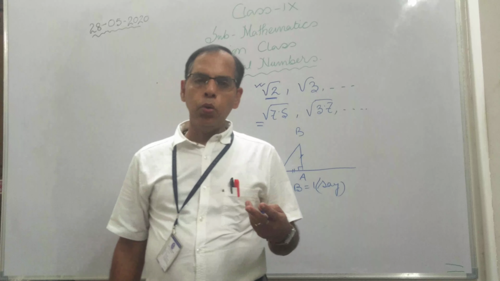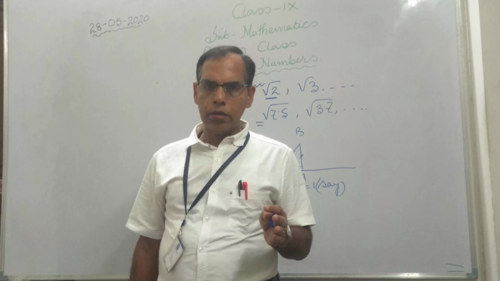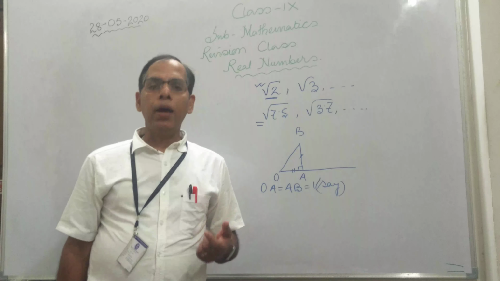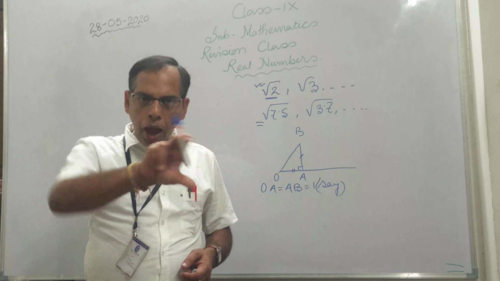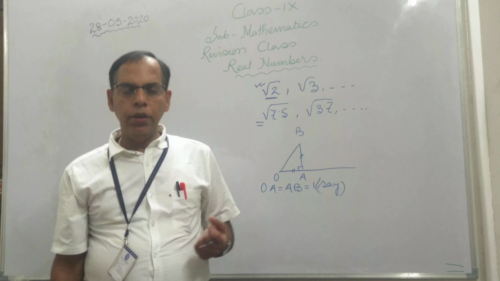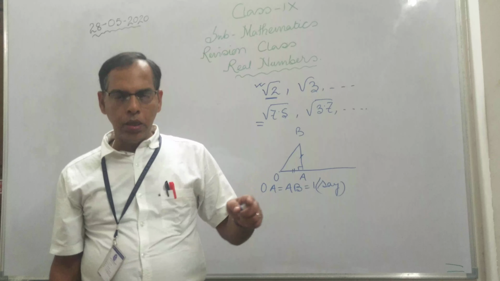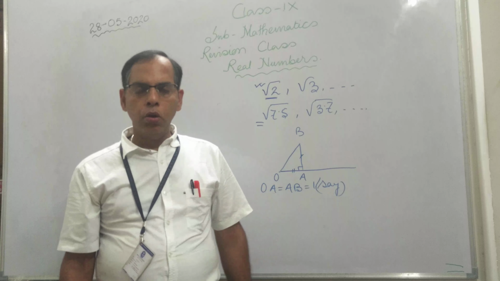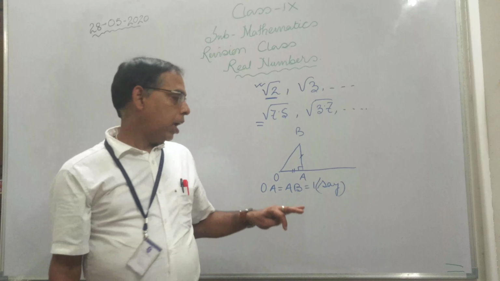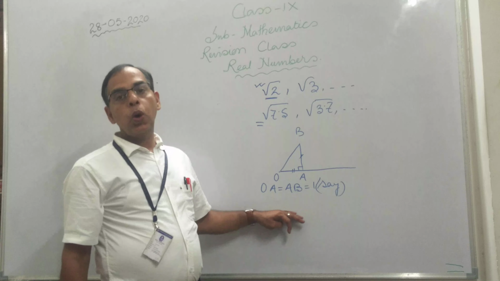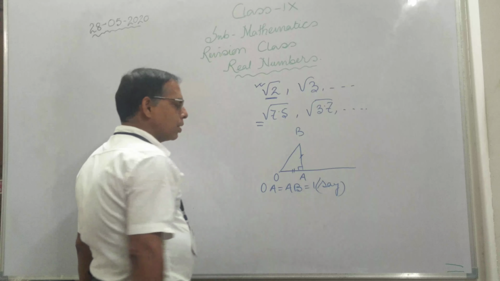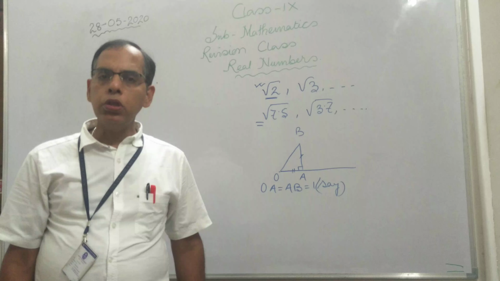Whether you have taken 2 centimeter or 3 centimeter, forget about that. It depends on you, because the bigger you take, it will look nice, and drawing the arc will be easy for you. If you take it small, then it will be a problem for you to draw the arc. So you can take OA equal to 2 centimeter, and AB also equal to 2 centimeter, or 3 centimeter. But ultimately, we will consider that as 1 unit.